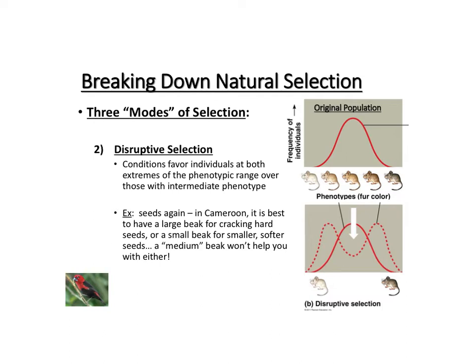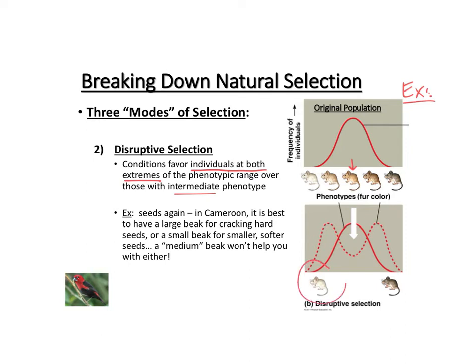Basically what happens here is the environment gives us a scenario where individuals at both extremes are favored over the intermediate. So again, let's start actually this time with our mice over here. In disruptive selection, what we would expect is we again start with this original population where the intermediate mouse is favored. But now something happens, I don't know what it would be, but something happens where it is the worst thing to be that intermediate mouse.